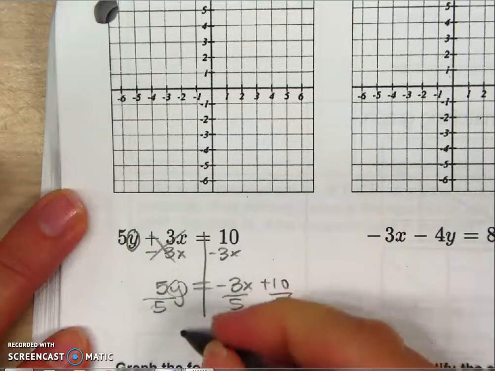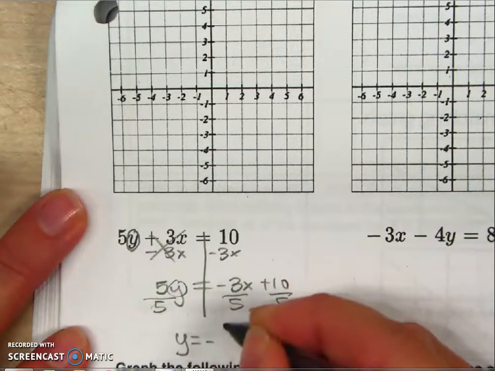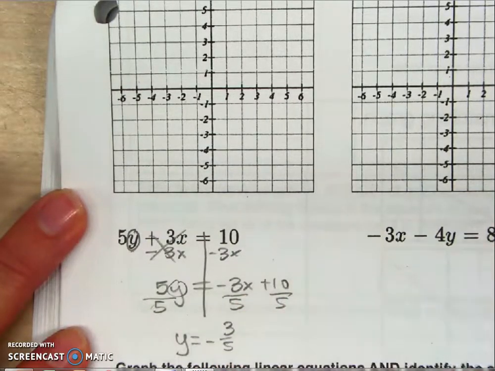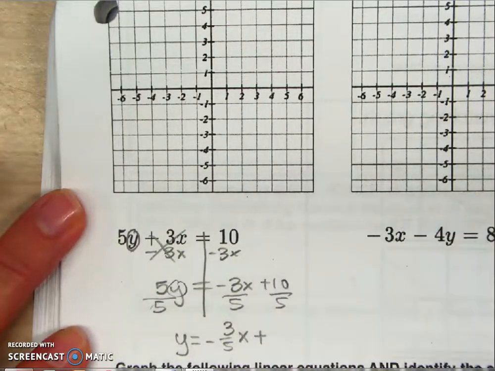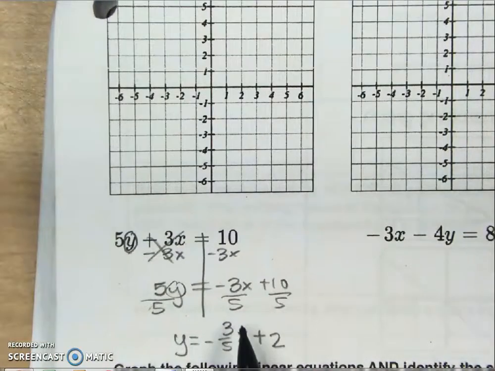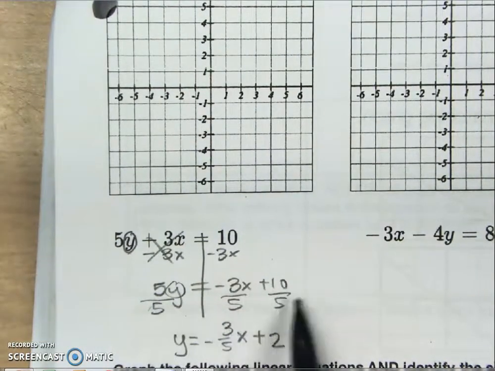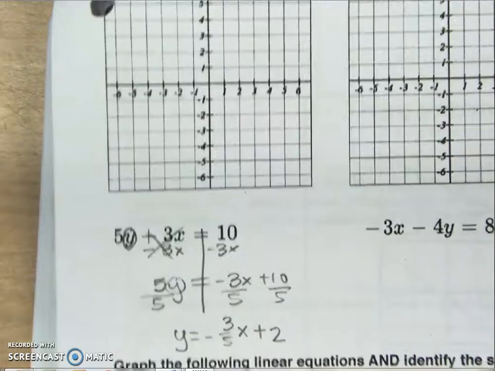We have a fractional slope, but that's okay because it's change in y over change in x. So y would equal negative 3/5 x plus 10 divided by 5 is 2. Now notice when I divided by 5, I divided everything by 5. Everything. So make sure that you do that.